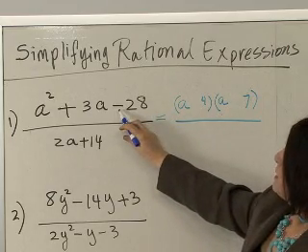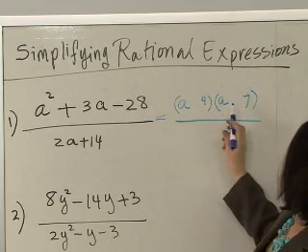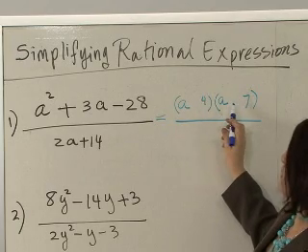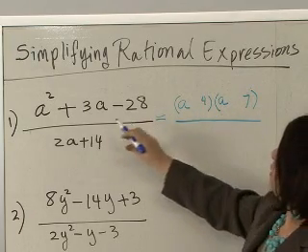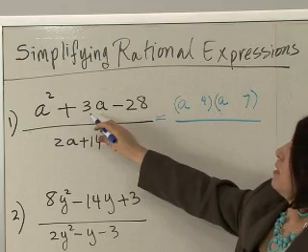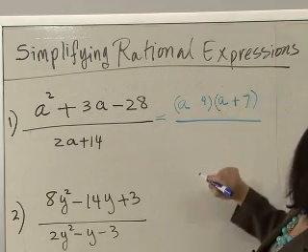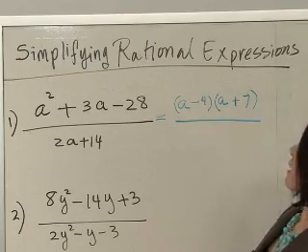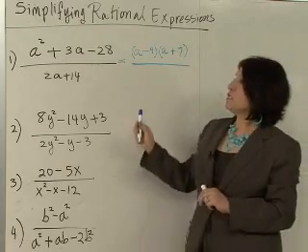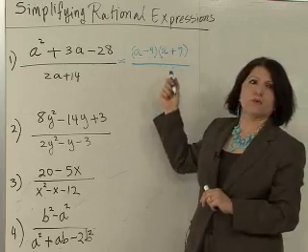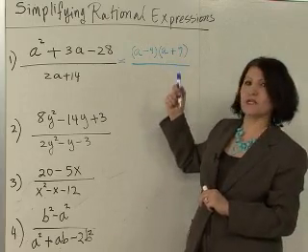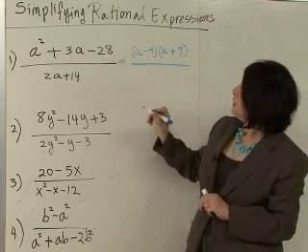And the last term is negative, so my factors will be positive, negative, or negative, positive. But I want the final middle term, the combination of inside and outside, to be 3. So positive 3, so I have to make the 7 positive and the 4 negative. The most important thing is to make sure you factor correctly, because if you don't factor correctly, you can never get the correct answer.